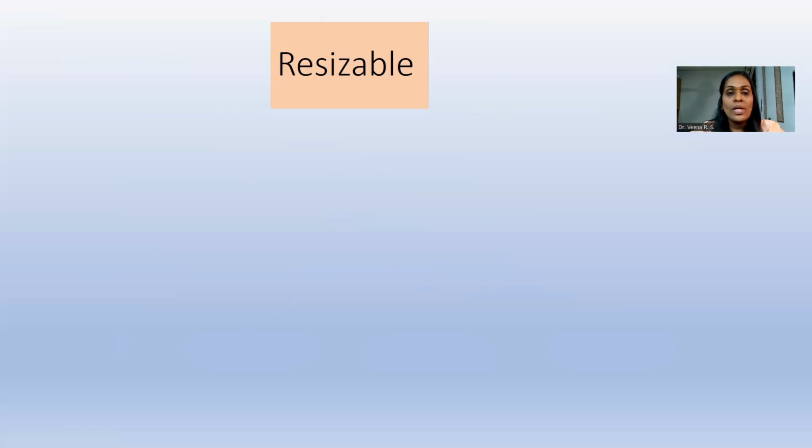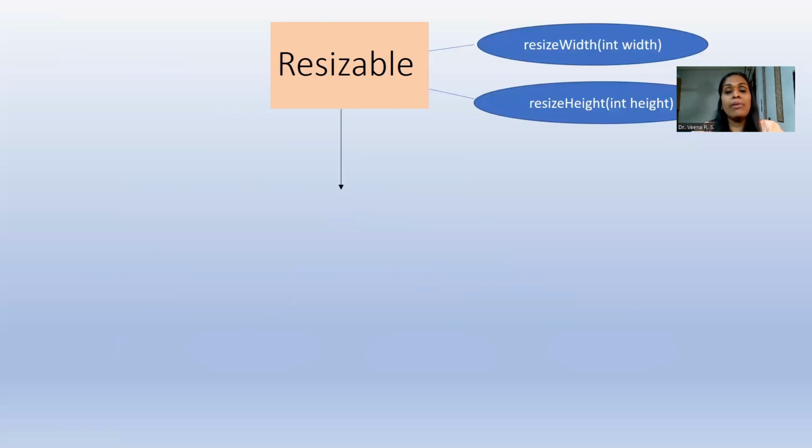You have an interface called resizable. I am making the entire problem statement into a visualization, which contains an interface that is resizable. This resizable interface contains two methods, resize width and resize height. These will not have the implementation, the definition, or the body of the method. We will only be declaring them, which says that any class inherited from resizable can resize the width and resize the height based on its own description of the class.